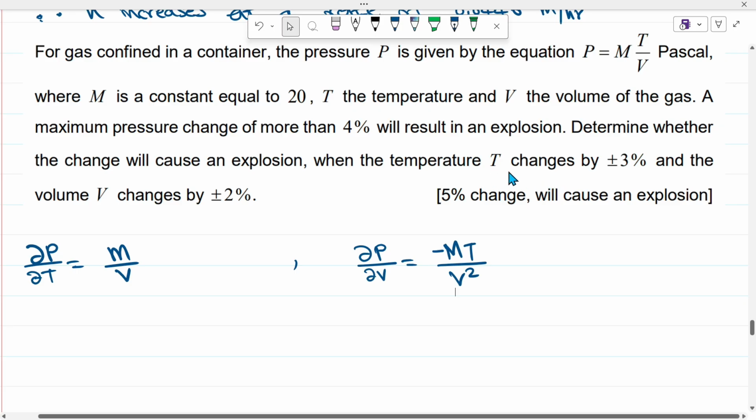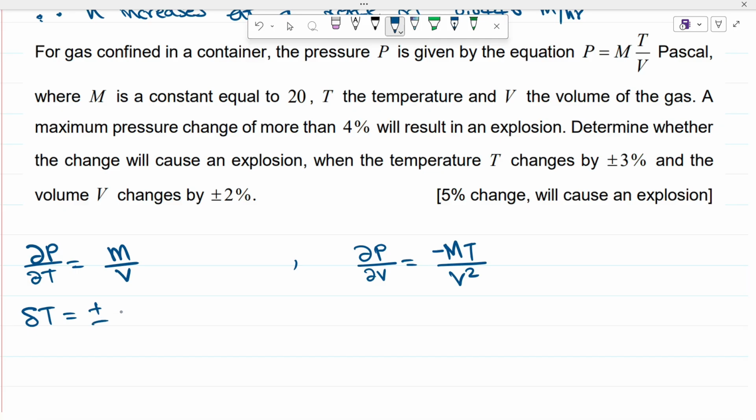The percentage change in temperature is plus or minus 3%, so it's 0.03 of T. And the percentage change in V is plus or minus 0.02 of V, just like that.